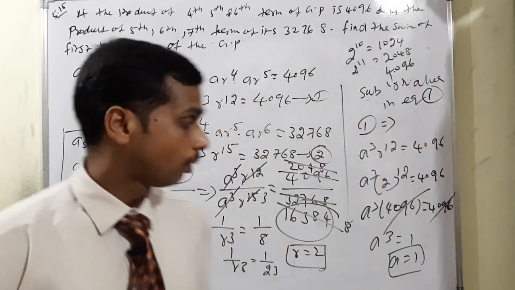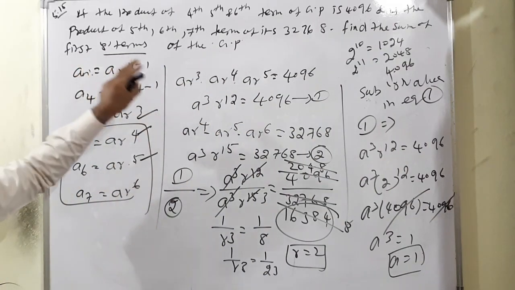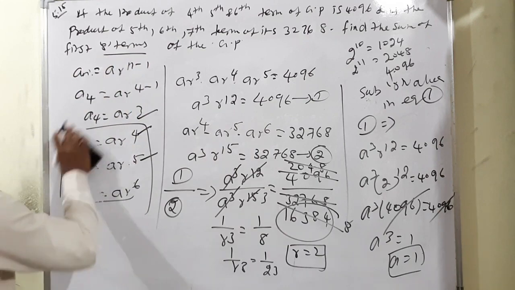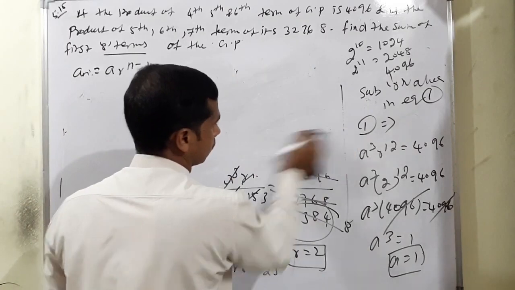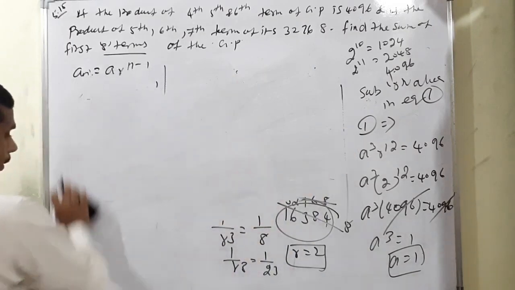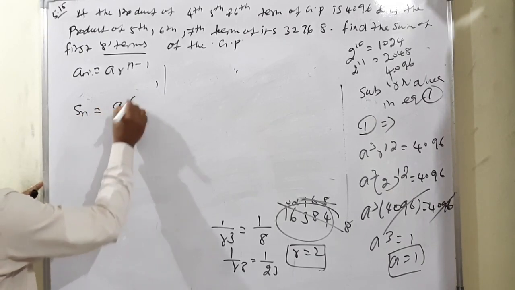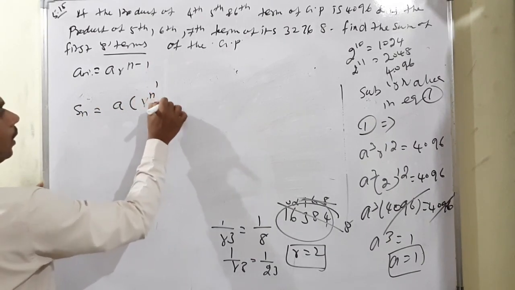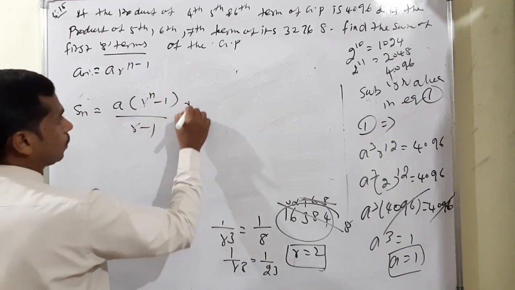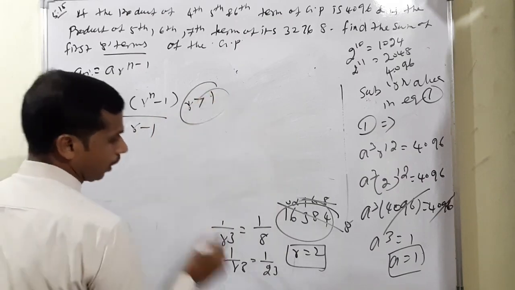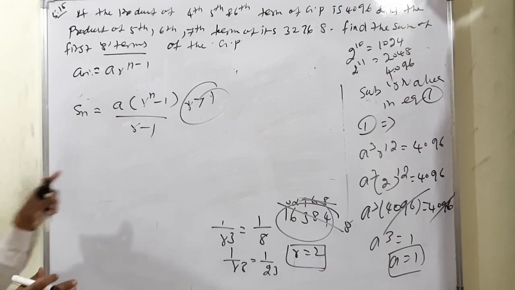After getting the a and r values, you apply the geometric progression. Find the sum of first 8 terms. The formula: Sn is equal to a into r power n minus 1 divided by r minus 1. The condition is also r greater than 1. Already we have the answer, r is 2, greater than 1, so it is possible to apply this formula.